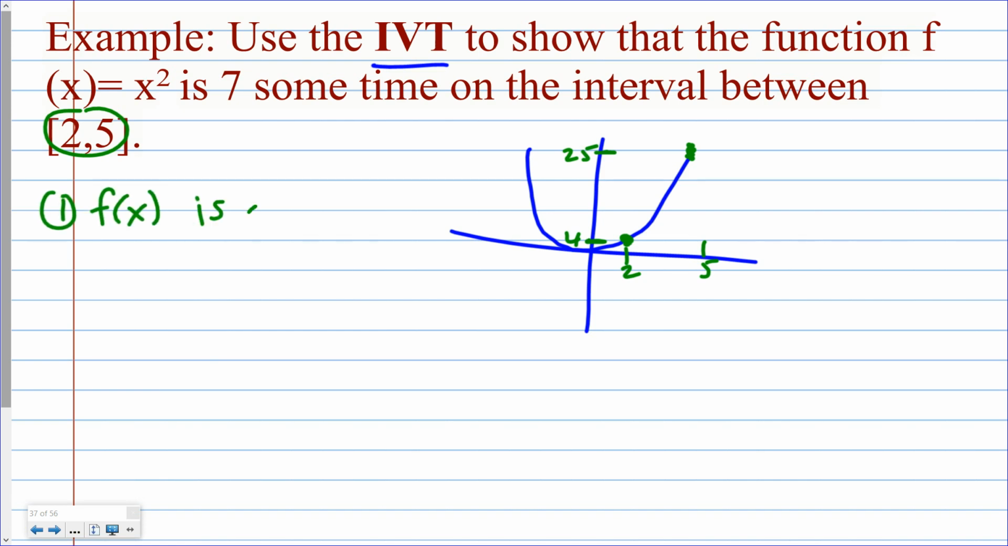Let me show you how to prove this. The first thing you have to tell me is the function is continuous. Students leave this step out and they get a point off. That's okay, if you want a point off, leave it off. But it's a proof, so you have to tell me the function is continuous.